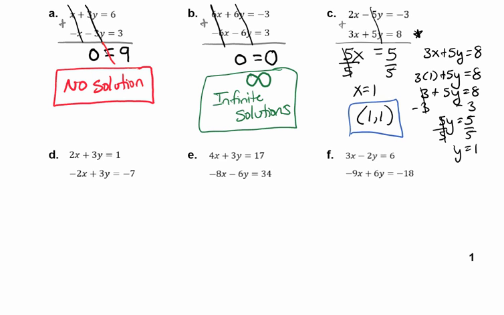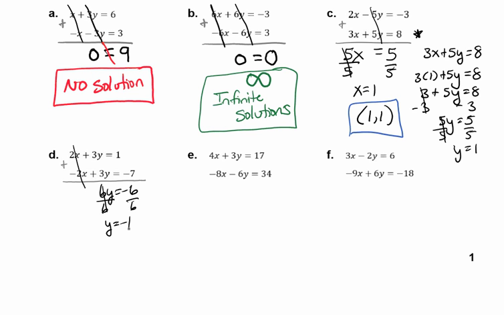So because we have matching opposites for the x's, we're able to go just straight into adding these. And we're going to see that our x's cancel out. And that leaves us with 6y equals negative 6. So we'll divide both sides by 6 and get y equals negative 1.